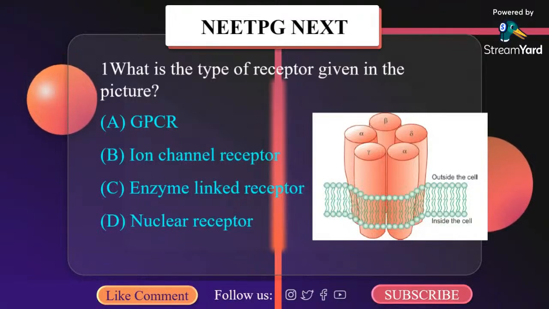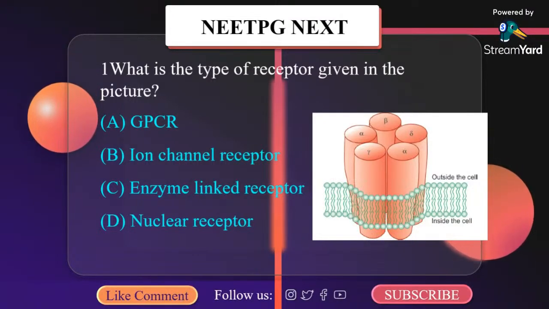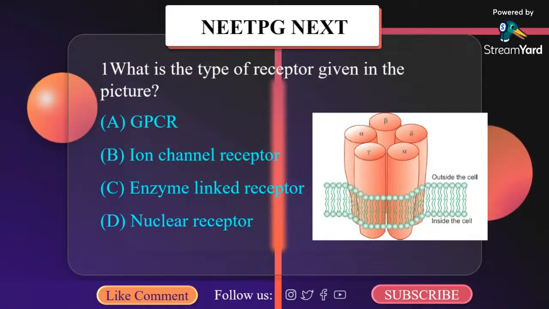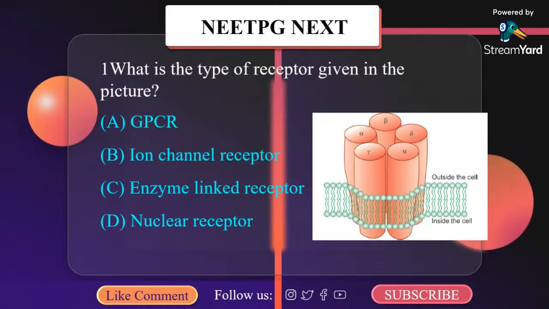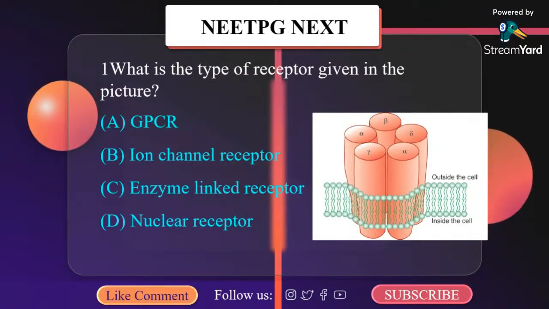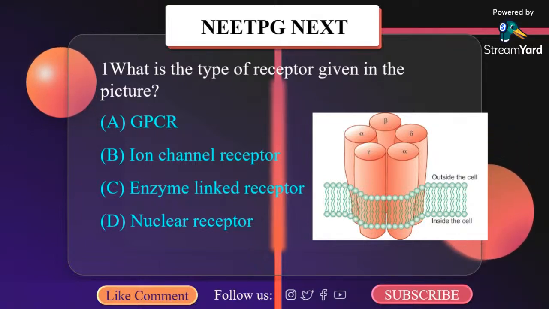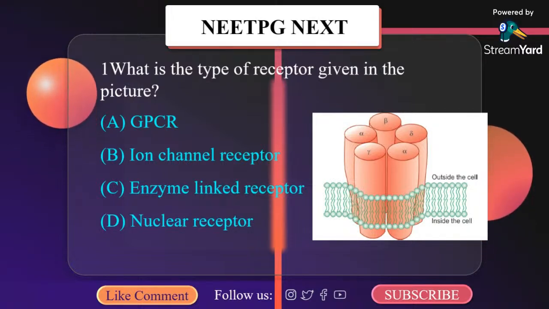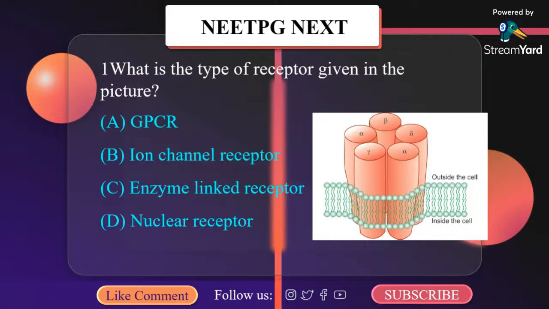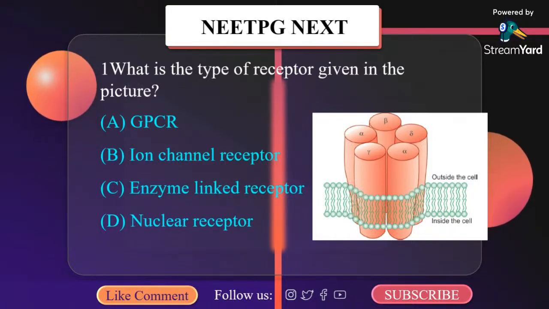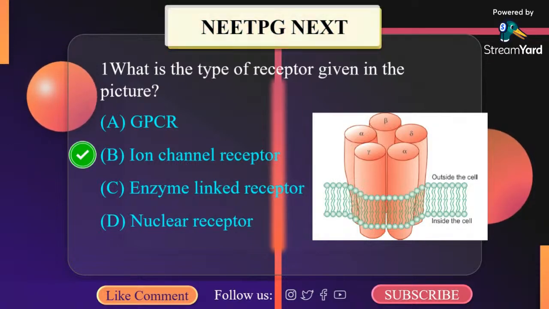What is the type of receptor given in the picture? Is it a G protein coupled receptor? Is it an ion channel receptor? Is it an enzyme linked receptor? Is it a nuclear receptor? So what do you think here? Well, you can see a pentameric structure. It is a nicotinic receptor made up of 2 alpha, 1 beta, 1 delta and 1 epsilon subunit. So this is an ion channel receptor. So the correct option here is ion channel receptor.